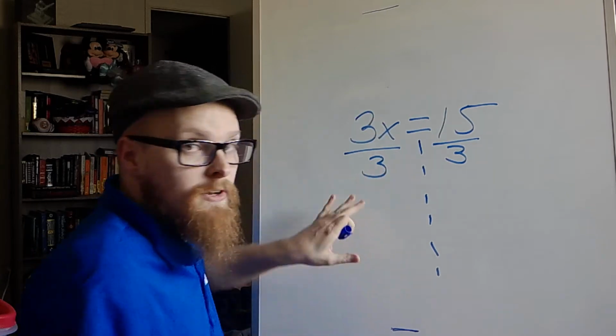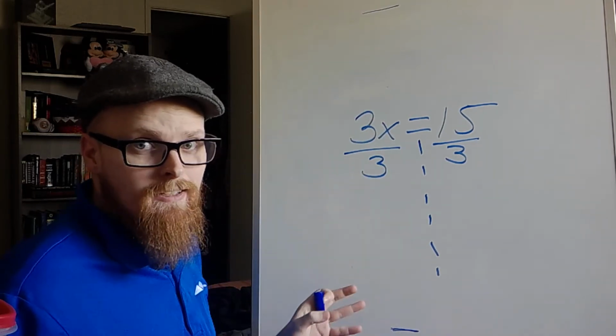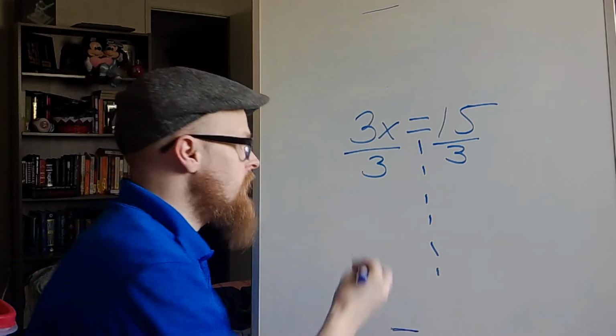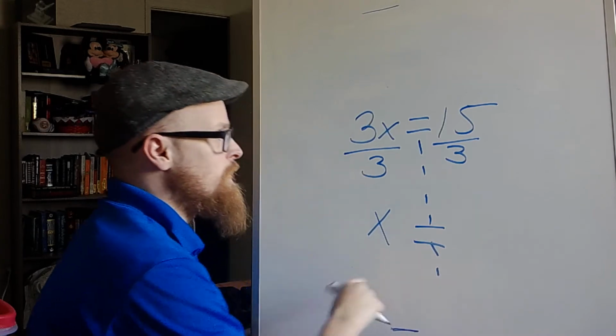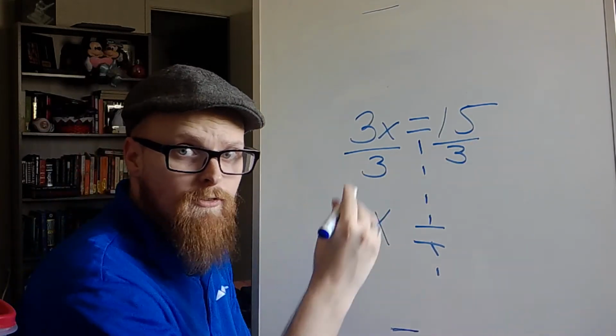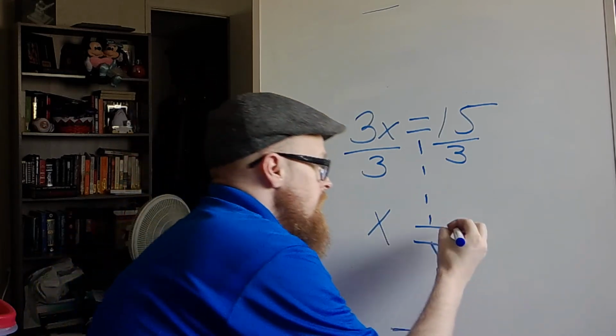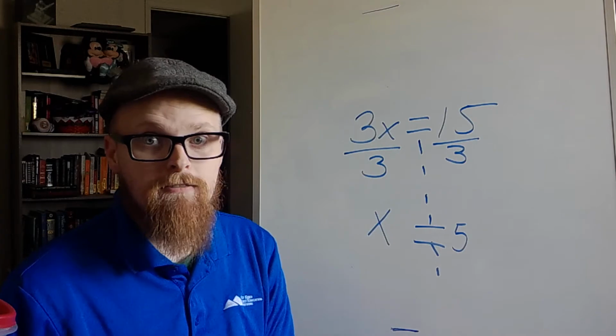These cancel. What is 3 divided by 3? It's 1, right? What is 1 times anything? It's whatever that anything is, right? So 1 times x is going to be 1x. So we have 1 in here, right? 15 divided by 3. You can work it out long form if you need to, okay? It's going to be 5. So my x equals 5. Okay?